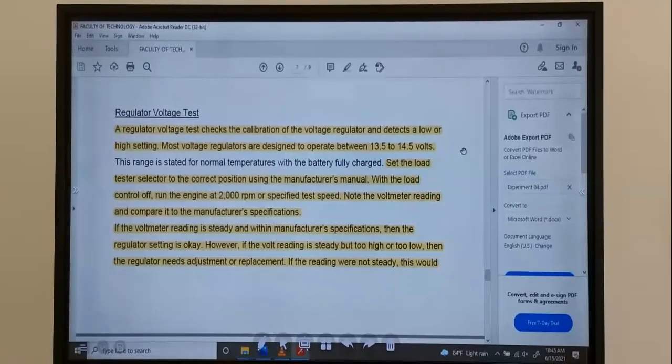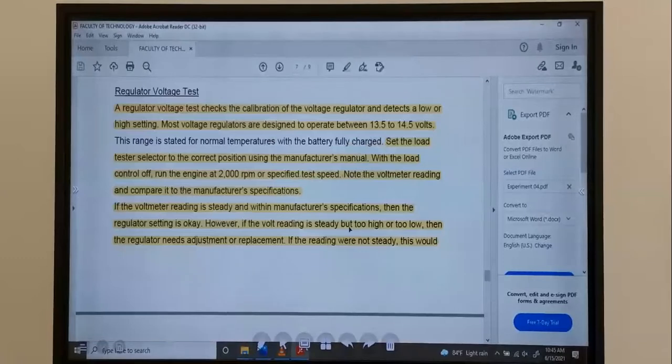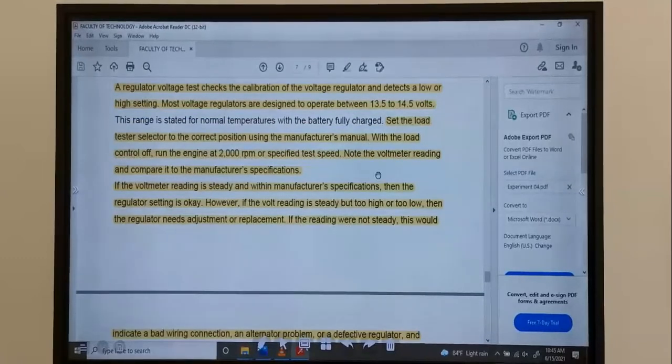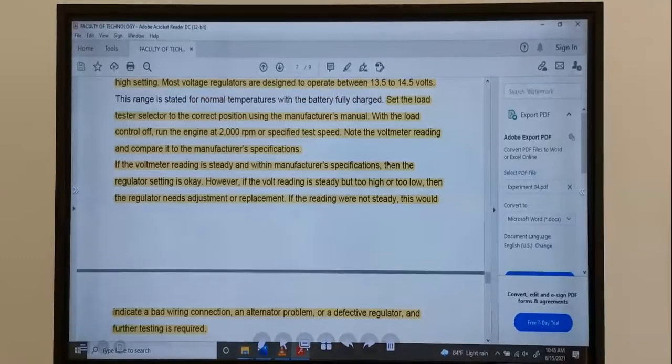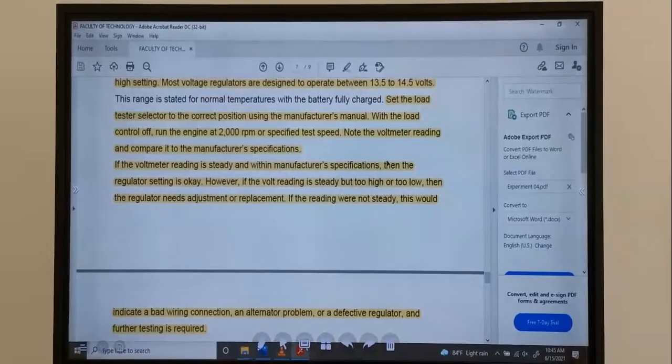Here also we have to check the manufacturer specification: when the engine is at 2000 rpm, what is the manufacturer value? If the voltmeter reading is steady within the manufacturer specification, then the regulator setting is okay. That means the regulator is regulating the current flow or voltage, and the output voltage or current is steady, so the regulator is working properly.